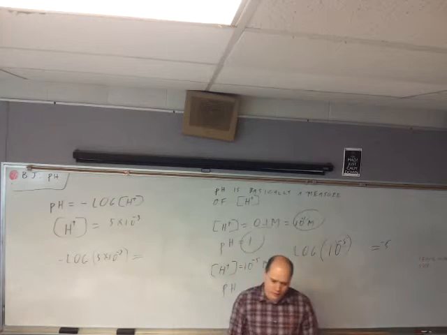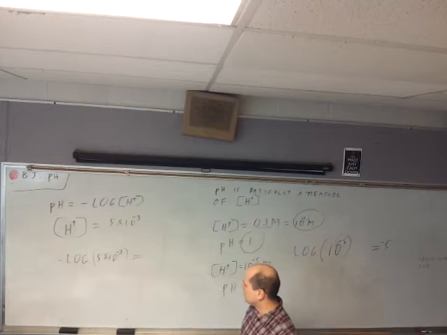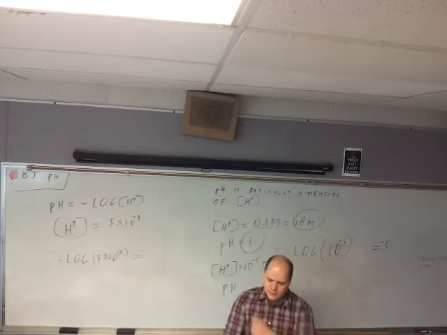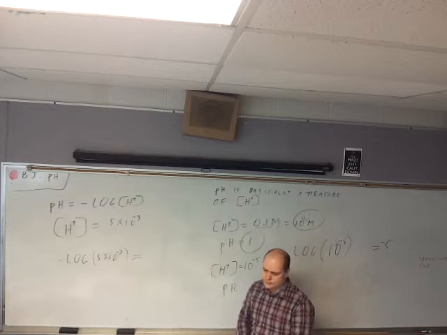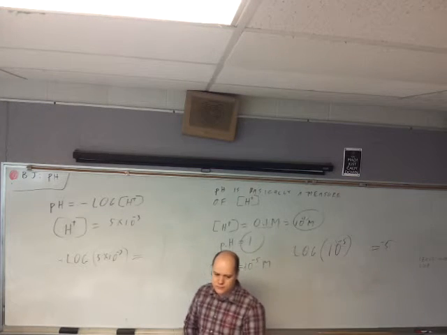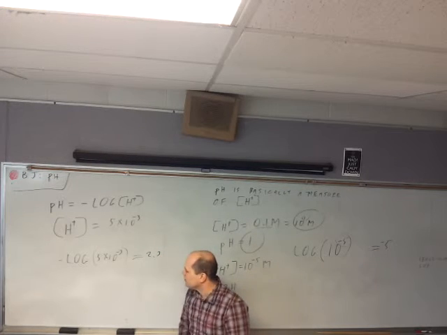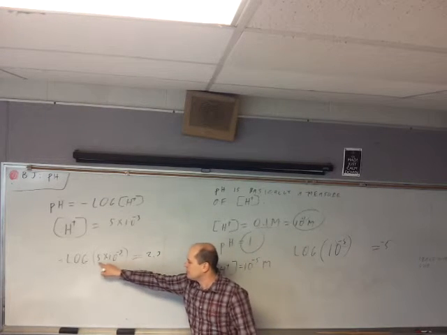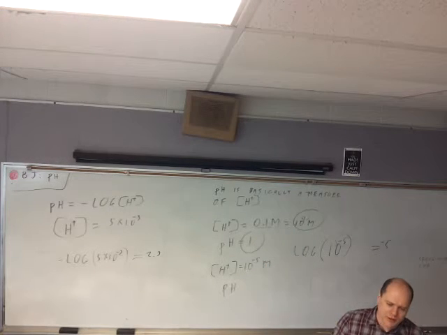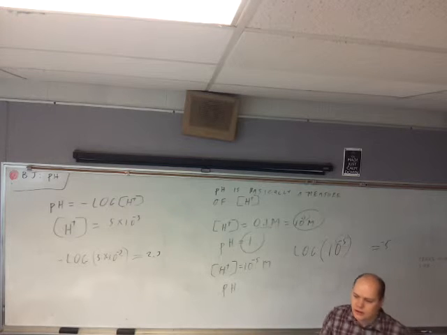And what's that come out to? 2.5 or something. Negative log. 5 times 10 to that. 2.30? Okay, 2.3. So it's always going to be somewhere around this, but if there's a number in front, it'll change it a little bit. You don't even have to type negative if you don't want to. You can just wait till you get your answer and change the sign.